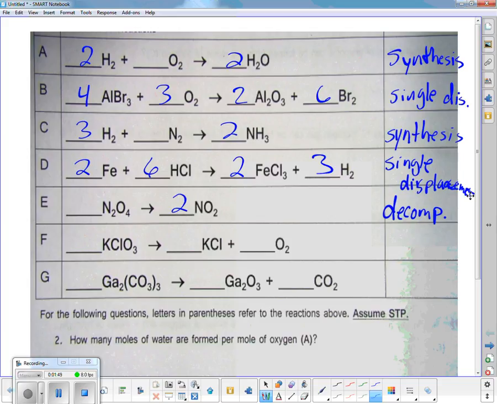Okay, what about F? Yes. 2, then 2, 3. 2 and then 2, 3. What type? Decomp. Good.